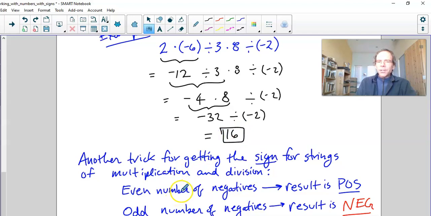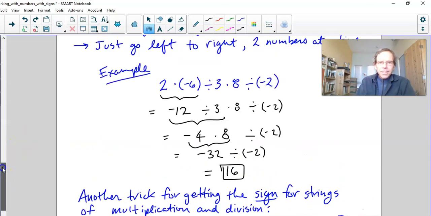There's a trick for getting the signs for strings of multiplication and division. Only for strings. If there's pluses and minuses in there, all bets are off. But if it's just a string of nothing but multiplication and division, you can actually count up the number of negatives. If you have an even number of negatives, the result is positive. And if you have an odd number of negatives, the result will be negative.